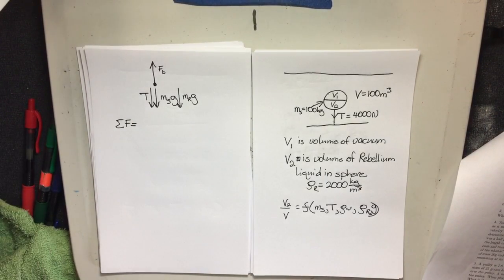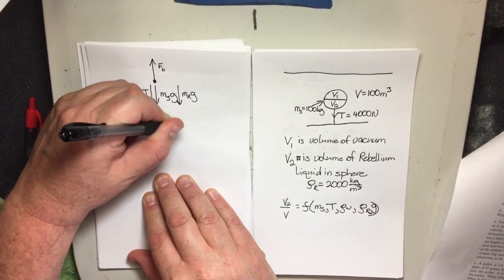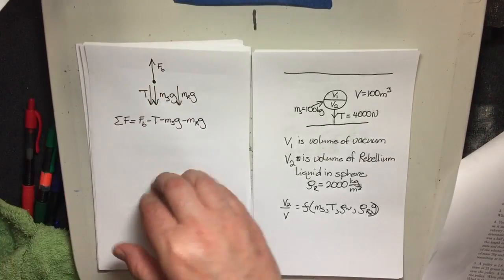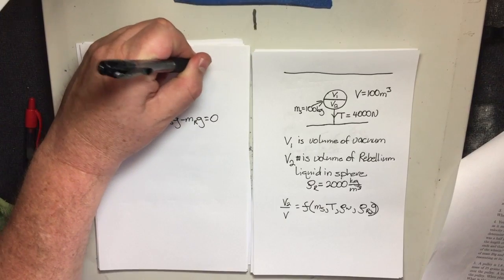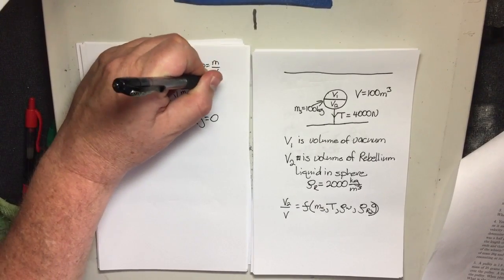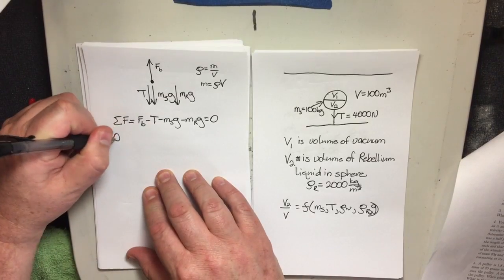It's in a neutral equilibrium state. So FB minus T minus MSG minus MRG is equal to 0. I think I'm going to need the jackknife equation. Density is mass over volume, so mass is density times volume. A Swiss Army knife, jackknife, I don't know. The katana of equations. So 0 equals buoyant force.